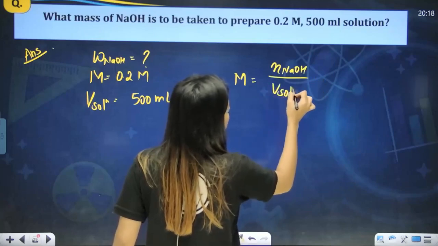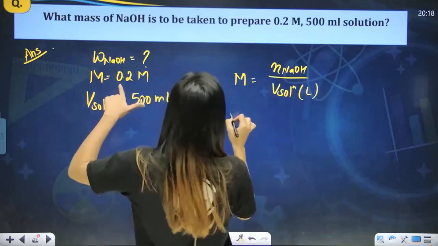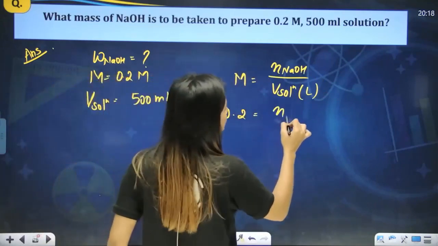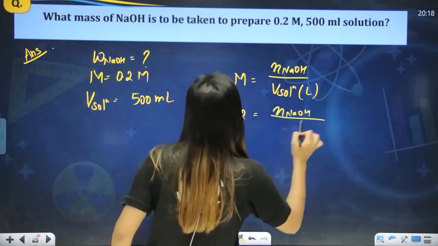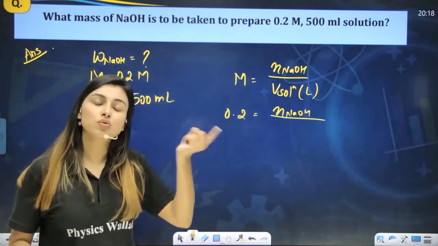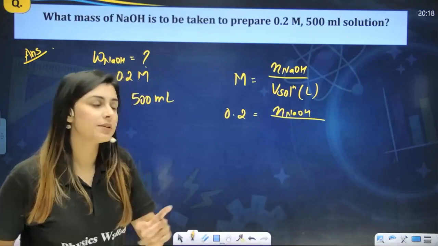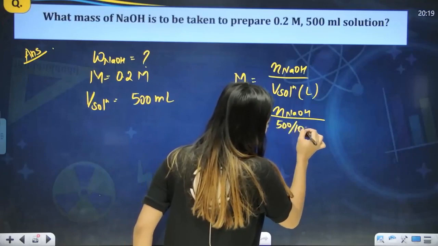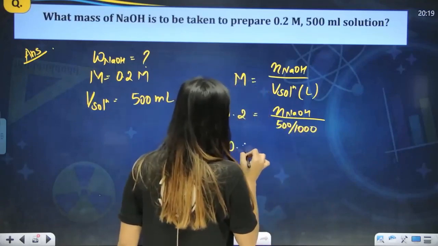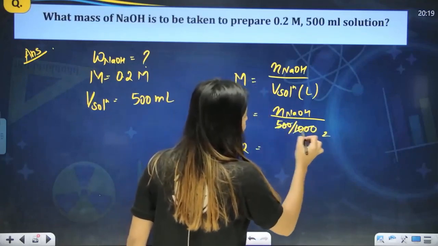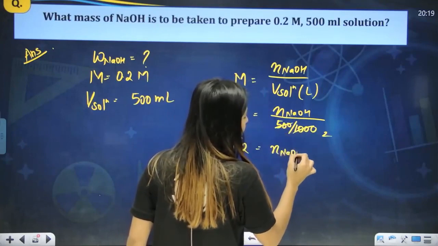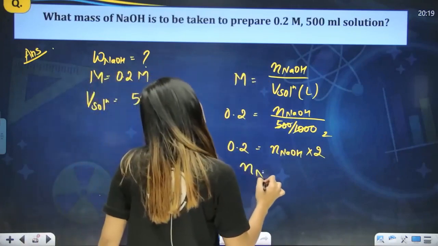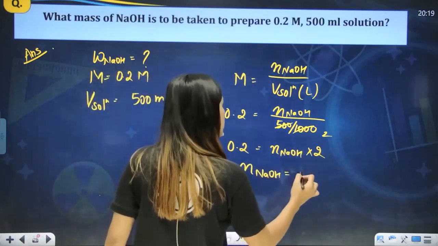volume of solution in liters. Molarity is given as 0.2. Moles of solute, I don't know, so I'll write moles of NaOH divided by volume of solution. You are given volume of solution in milliliters. You have to convert it into liters because you want volume in liters. So divided by 1000. This will be 0.2 is equal to moles of NaOH into 2. So from here you can say that moles of NaOH is actually equal to 0.1.